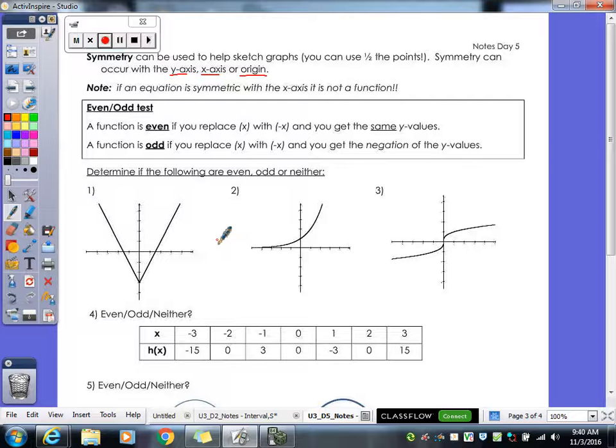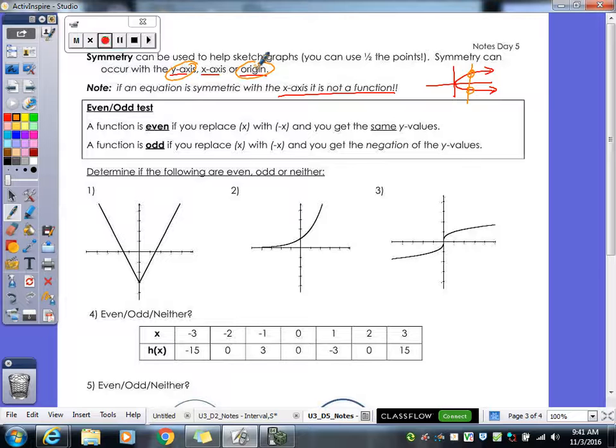Note, if an equation is symmetric with the x-axis, it's not actually a function. For example, that graph has symmetry over the x-axis. However, if you do your vertical line test, it would fail the vertical line test. This is not actually a function. So that's why we don't usually talk about that with our functions. We deal with our evens and our odds, which go through your y-axis and your origin.